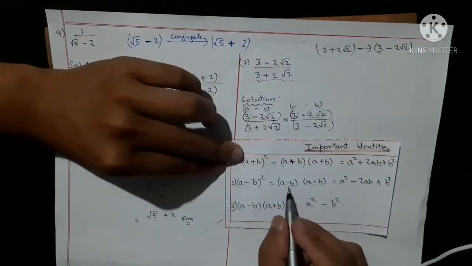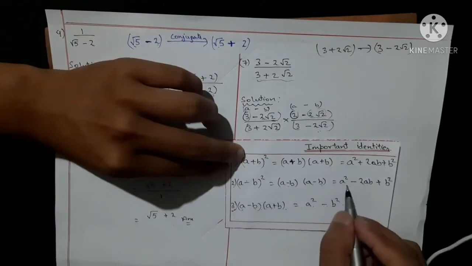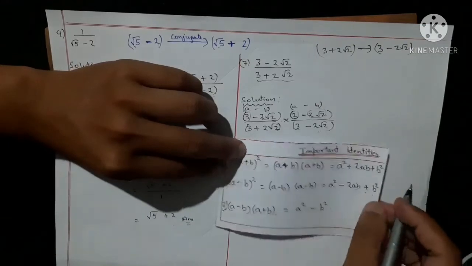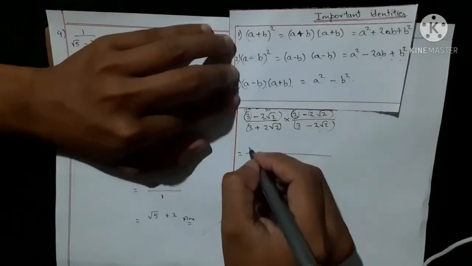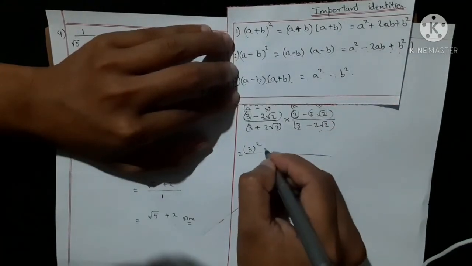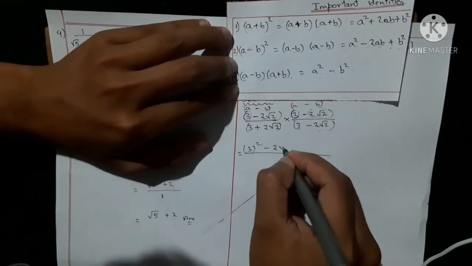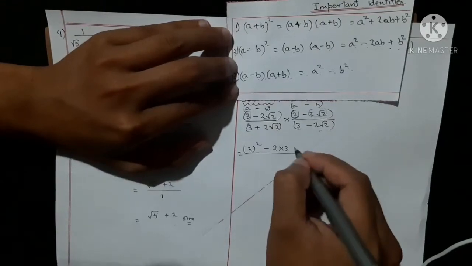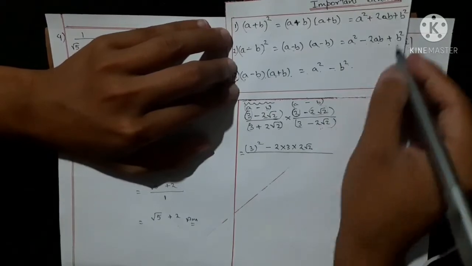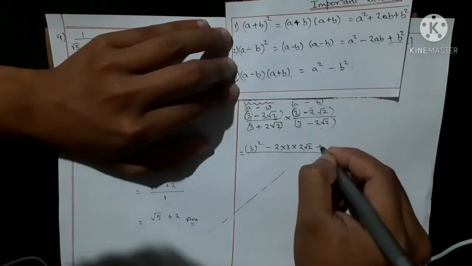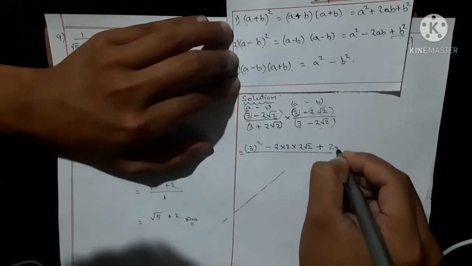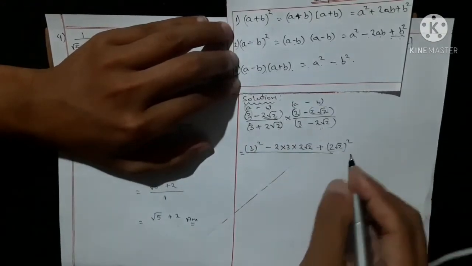And this equals how much? a minus b whole thing square equals a square minus twice ab plus b square. So we write a square, minus twice multiply a, which is 3, and b, which is 2 square root 2, plus b square. So plus 2 square root 2 whole thing square.